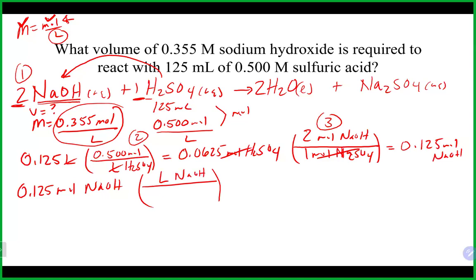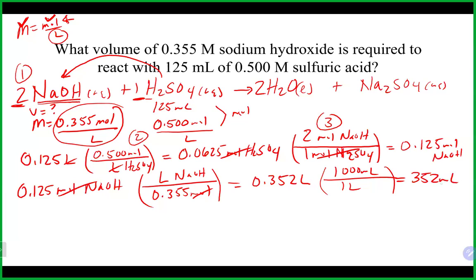Liters on top, moles on the bottom from the molarity. The moles will then cancel in this case. Again, because this is set up the dimensional analysis way, we know we're going to divide by what's on the bottom, and that's going to give us 0.352 liters. If I wanted it in milliliters, 1 liter would be 1,000 milliliters, which gives me 352 milliliters of sodium hydroxide in this case.